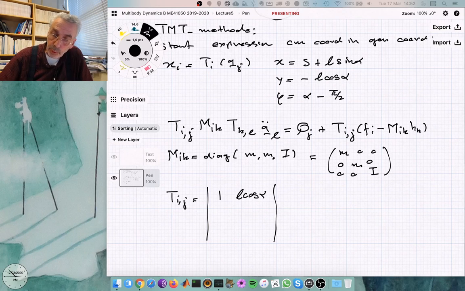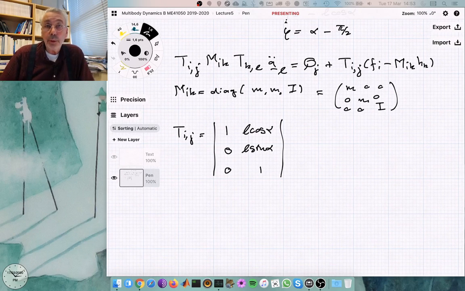Then the second row is the y, differentiated first with respect to S, there is no S. And then cosine alpha with respect to alpha, that's a minus, so a double minus becomes a plus, L sine alpha. And then lastly this one with respect to S, again 0, and then with respect to alpha, it's a 1.